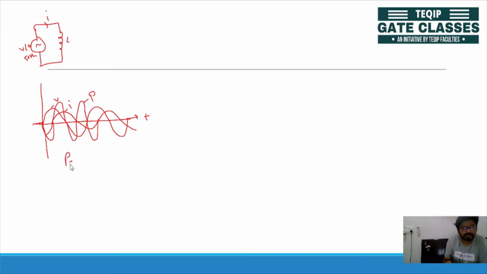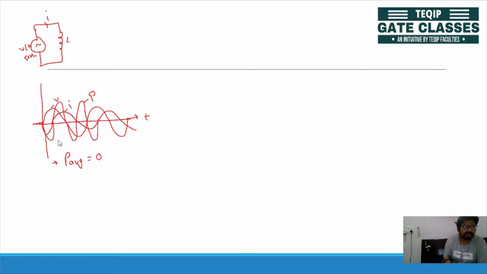From this you can see that the average power will be equal to 0 because it is an alternating positive and negative waveform. It means that the inductor does not absorb or dissipate power, it stores energy and transfers it. From the relation also you can derive that the average power is equal to 0.